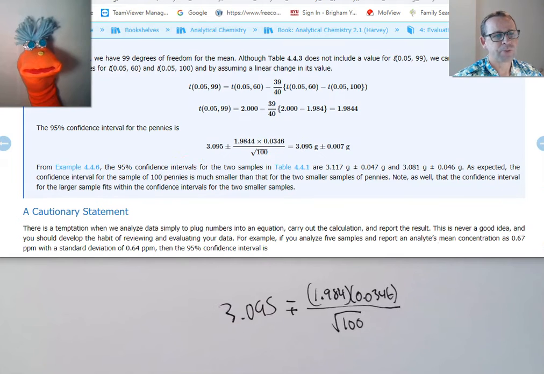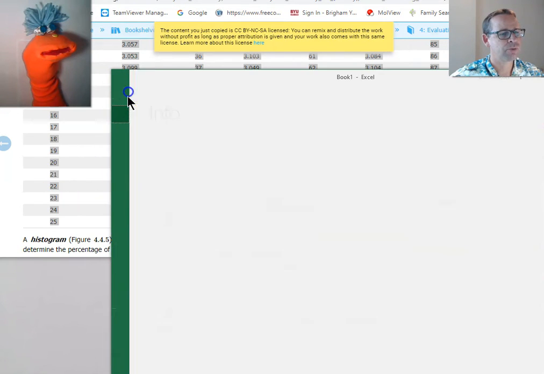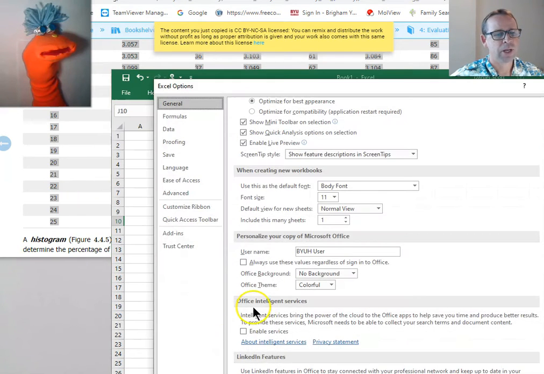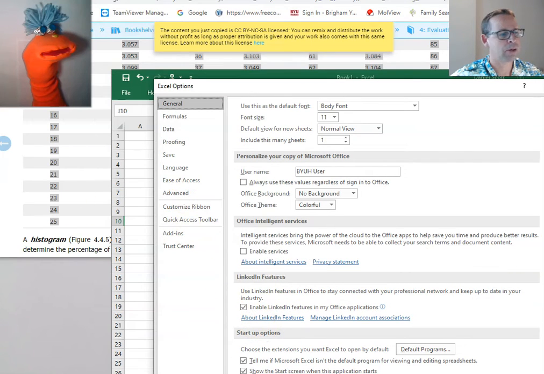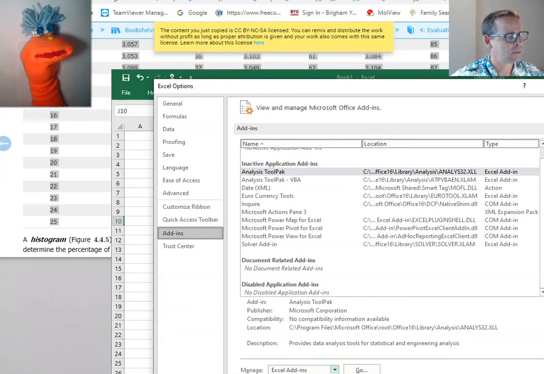Okay, so let's get into how to do this in Excel. Here are the steps to find the confidence interval using Excel. The first thing we need to do is prep our Excel. We're going to do that by going over here to File and then clicking on Options. Then down here, we're going to click on Add-ins. And then after we click on Add-ins, we go down to where it says Excel Add-ins, and we're going to click on Go.